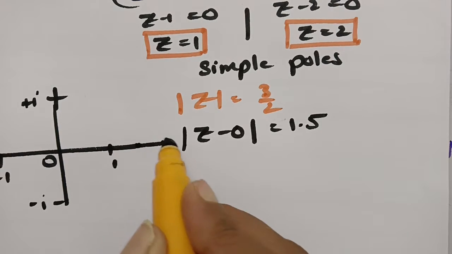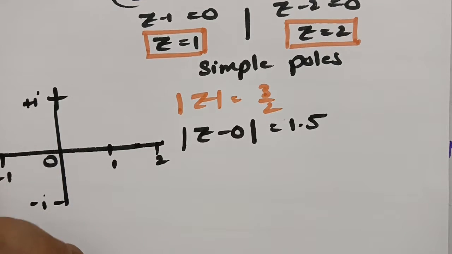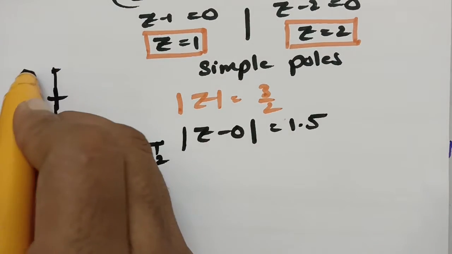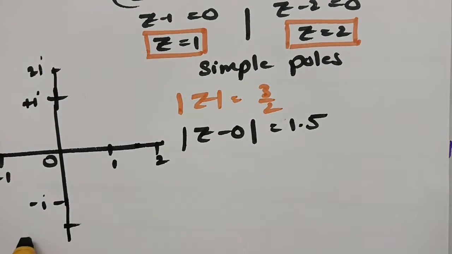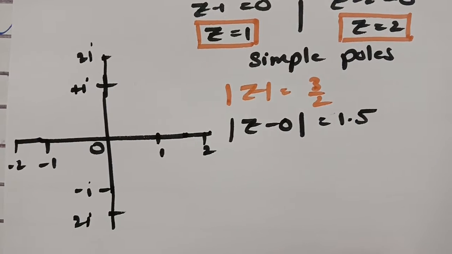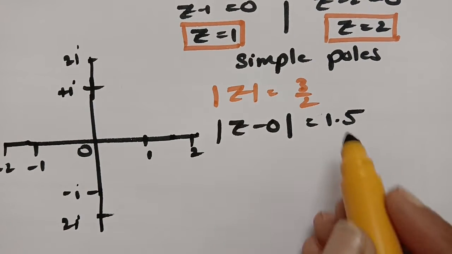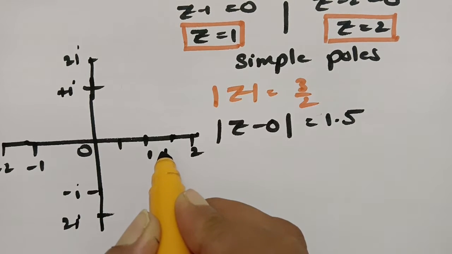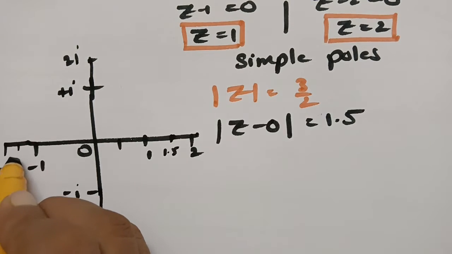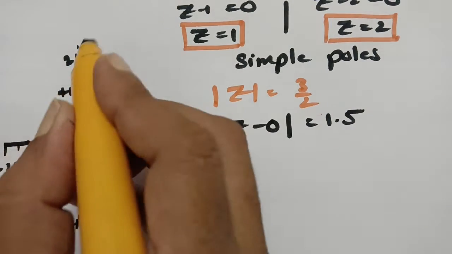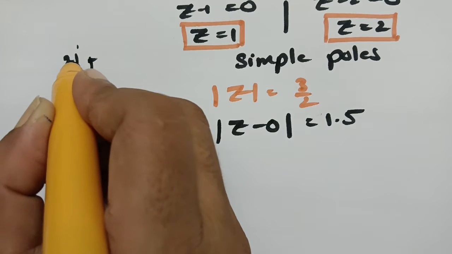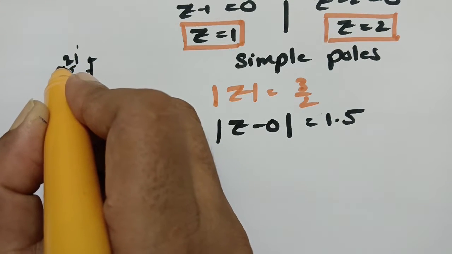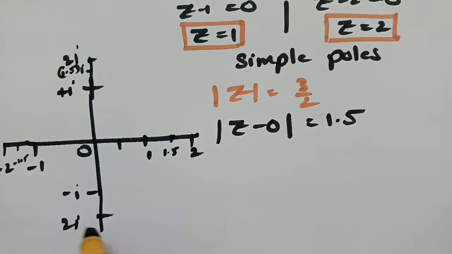And this will be 2, this is −2, this value is −2i and this is plus 2i. Clear? So 1.5 is in between. This is 0.5 and this is 1.5. Here this value is −1.5, this value will be 1.5i, and this value will be −1.5i.